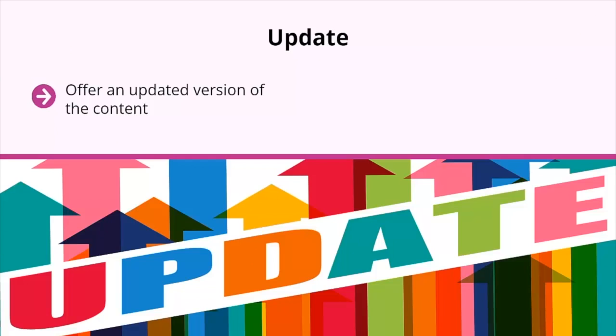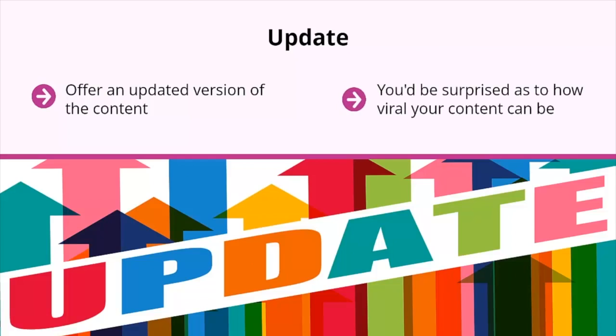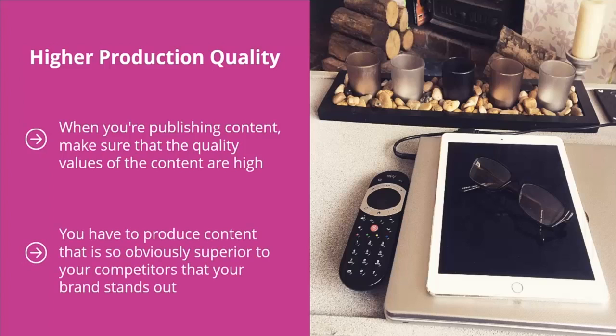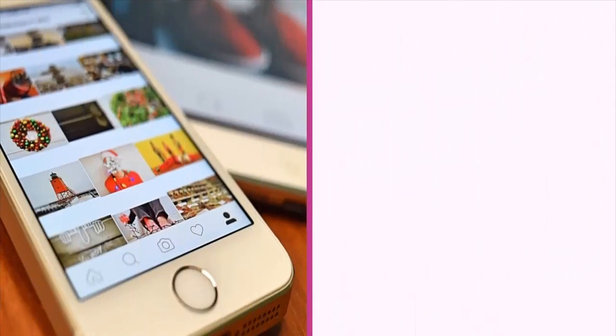If the hottest pictures your competitors are showing are grainy and obviously old, come up with an updated picture. You'd be surprised as to how viral your content can be. How come? Well, you are publishing something that is obviously up to date. Higher production quality. When you're publishing content, make sure that the quality values of the content are high. This means high resolution, crisp imagery, the colors are top-notch. Also, the composition has to be really good. You have to produce content that is so obviously superior to your competitors that your brand stands out. That is the standard you should aim for.